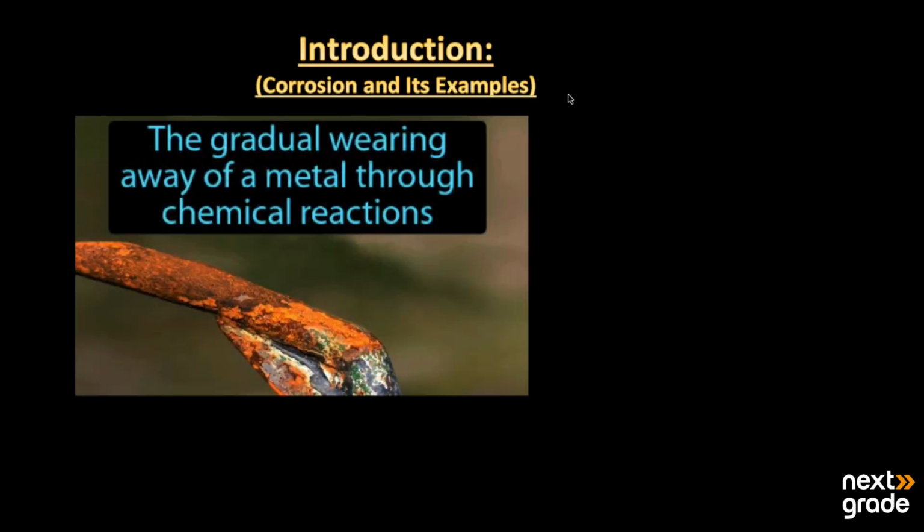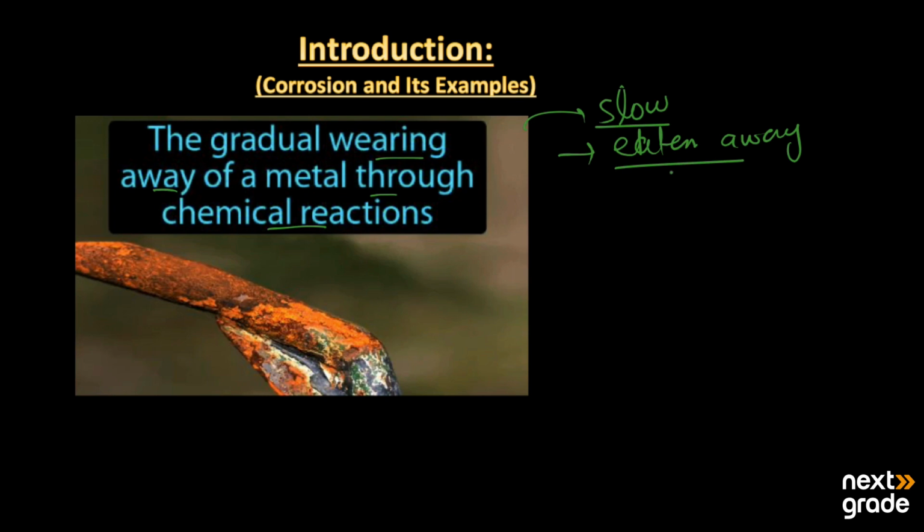So the topic we will discuss today is simple corrosion and its examples. The word corrosion we also hear in our daily life, that material just corroded. Now what does basically happen in this process? Corrosion is basically the gradual wearing away of a metal through a chemical reaction. It is a slow process in which the metal is just eaten away.